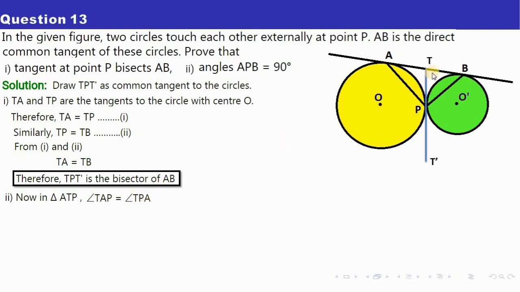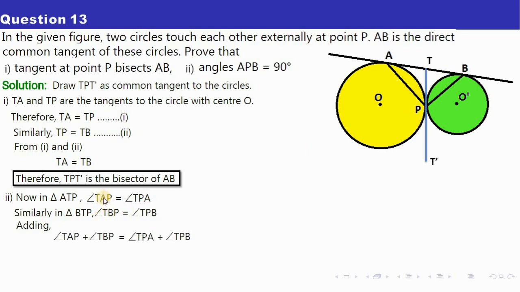Similarly in this triangle also, that is TBP, this is again an isosceles triangle, because this side and this side are equal to each other. So angle TBP, this angle, and angle TPB, this angle, are also equal to each other. Now let me add these two.